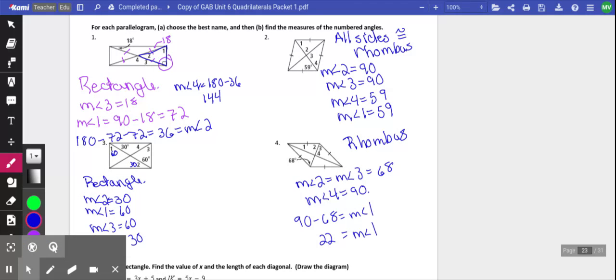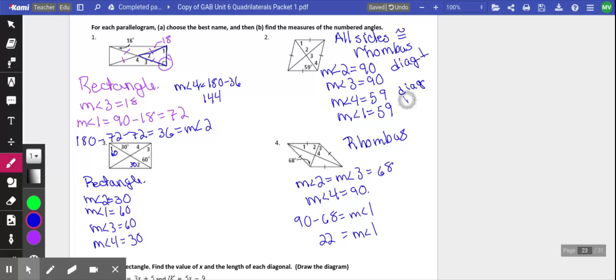So number 2, I know it's a rhombus because I know it's a parallelogram and all 4 sides are labeled congruent. So because it's a rhombus, I know angle 2 and angle 3 are 90 because the diagonals are perpendicular. I also know that angle 4 and angle 1 are 59 because I know the diagonals bisect angles and the opposite angles are congruent.